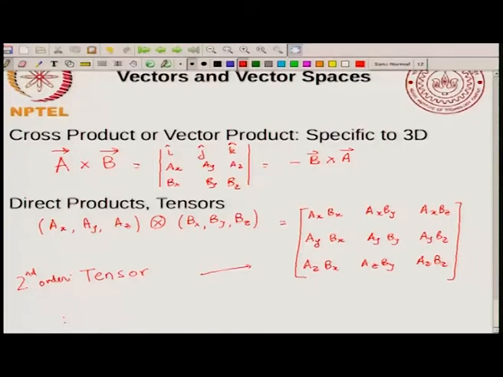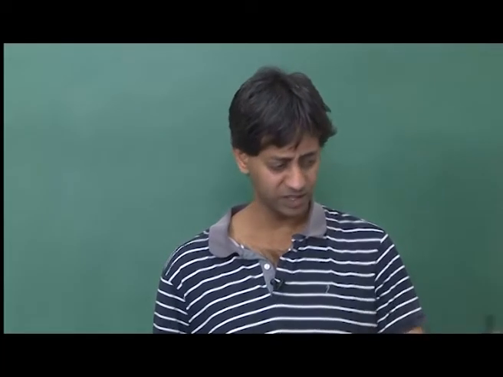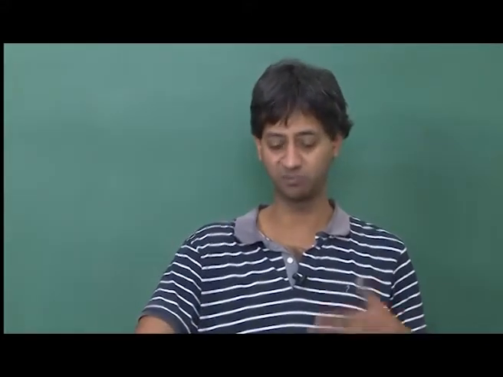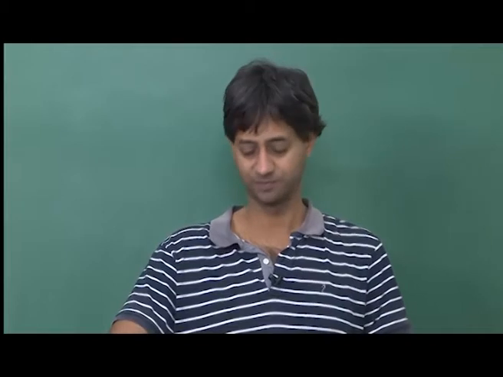So, in this form of the direct product, you get a second order tensor. There are other ways to define the direct products, but why I wanted to show you the direct product is to show you where tensors come in. And tensors are actually fairly useful objects in chemistry. In quantum mechanics, we often deal with the moment of inertia tensor. Similarly, in studying spectroscopy, you deal with the polarizability tensor, and so on.